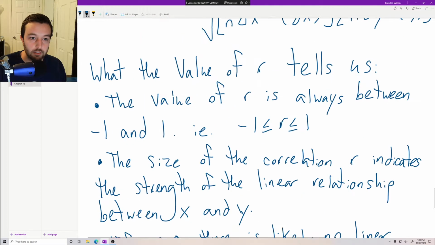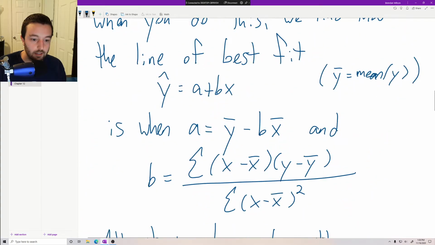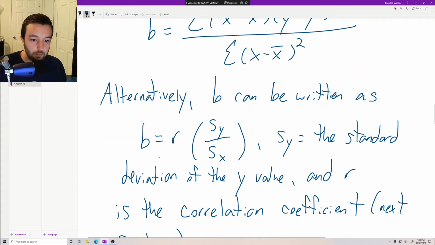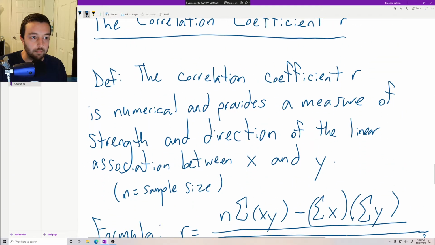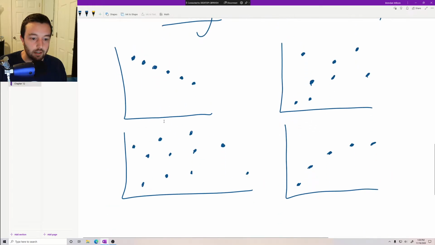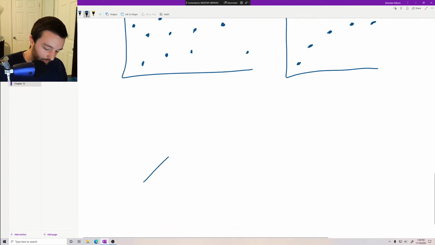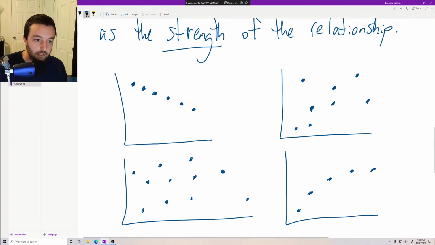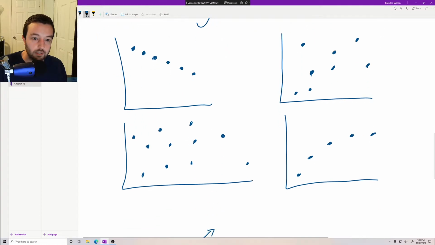If we remember, or if we look back, I guess, at B is our slope here, the standard deviation is always going to be positive no matter what. So whether the slope is positive or negative is completely dependent on R. So if R is positive, the slope's going to be positive. If R is negative, the slope's going to be negative. The slope being positive means you would have a line like this going upwards, whereas slope being negative, it would look more like this one where it's going downwards. Okay.